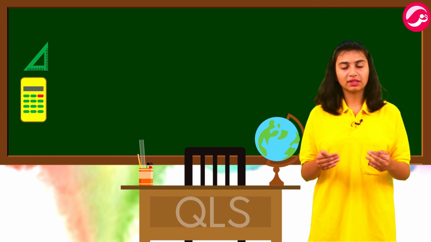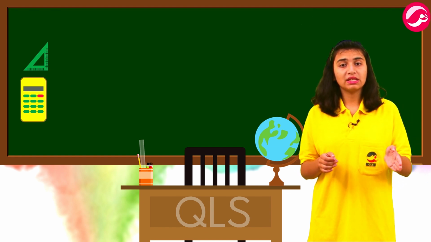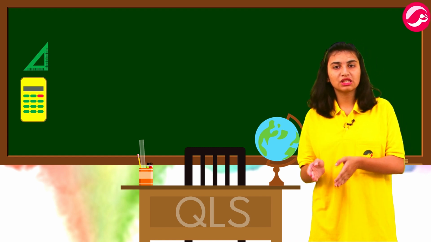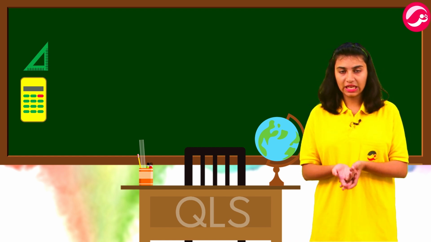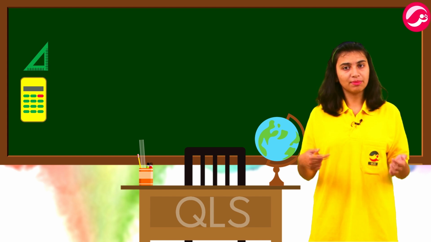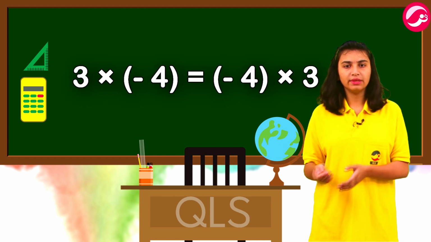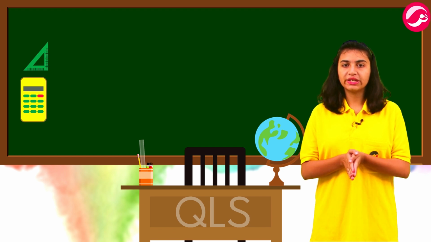Well, the product, which is 3 into minus 4, is minus 12. Minus 4 into 3 is also minus 12. Minus 12 and minus 12 are equal. So, both the statements are equal. 3 into minus 4 is equal to minus 4 into 3. Well, this is called commutativity.